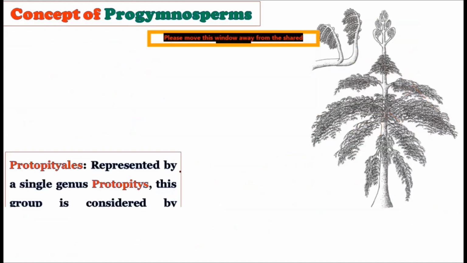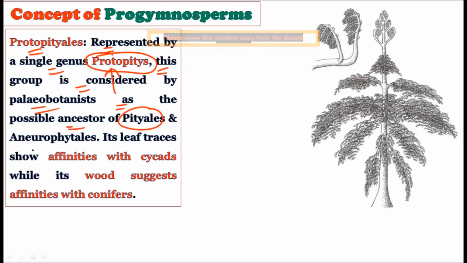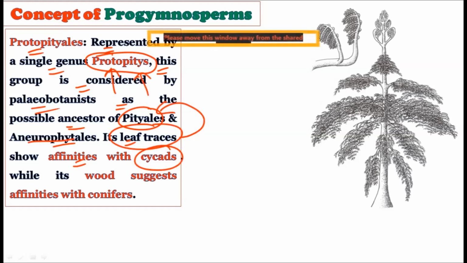Okay, now consider the third one, which is called the Protopityales. It is represented by a single genus, Protopitys. Okay, there is only a single genus. This group is considered by paleobotanists as the possible ancestor of the Pityales and the Aneurophytales. Its leaf traces show affinities with the cycads. The leaf traces found in this particular Protopitys are comparable with the leaf traces found in the cycads, while its wood suggests affinities with the conifers.